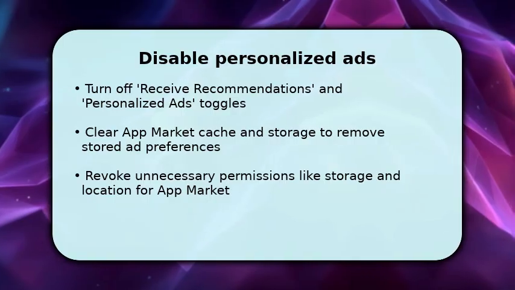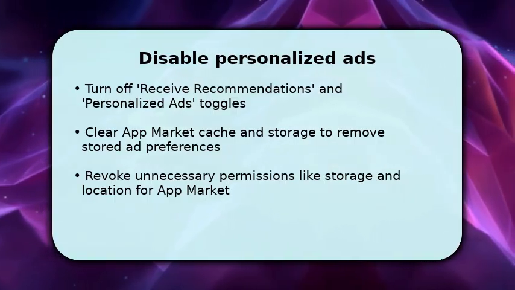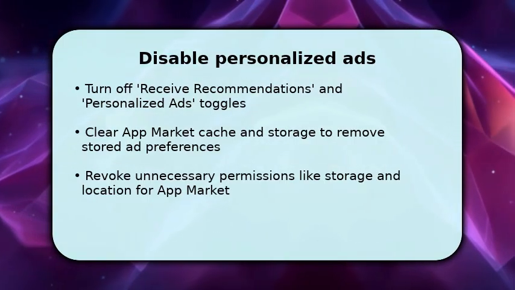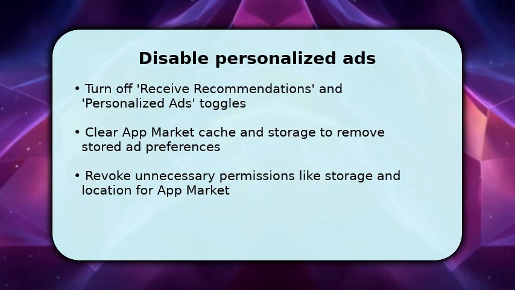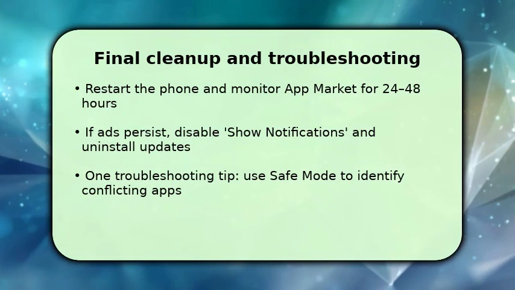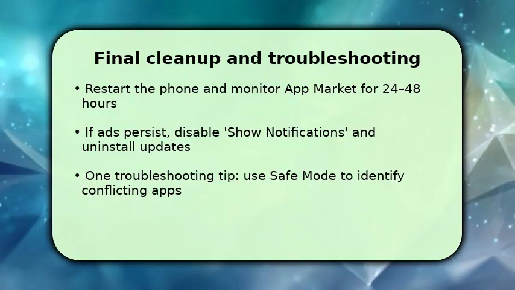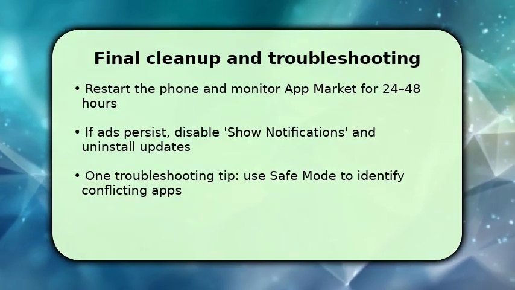Finally, revoke unnecessary permissions such as storage or location from the app. These feed ad personalization. To finish, restart your phone so all changes take effect, then monitor the App Market for 24 to 48 hours. Ad reduction often appears after a reboot.